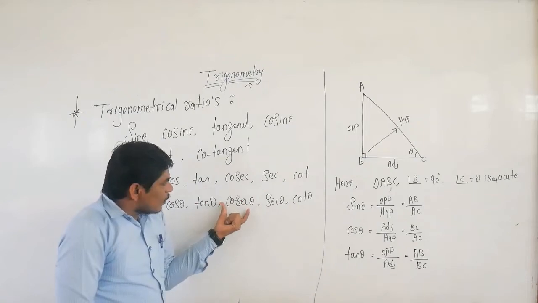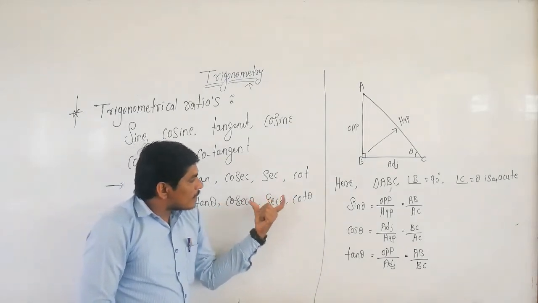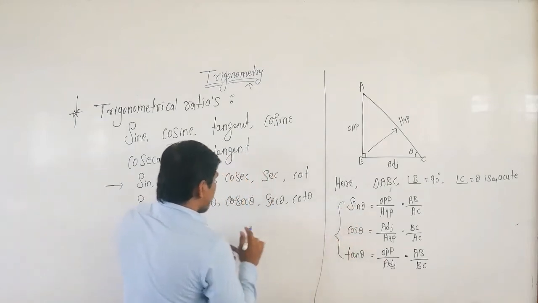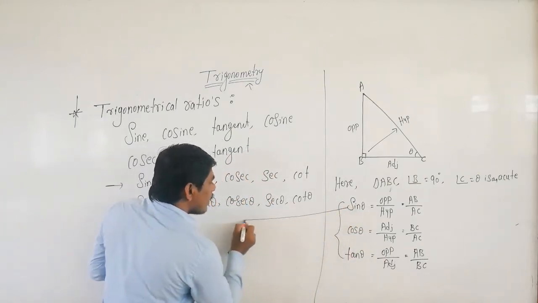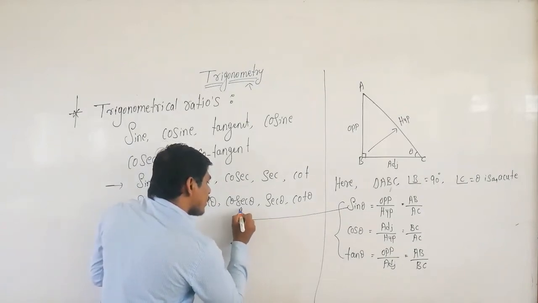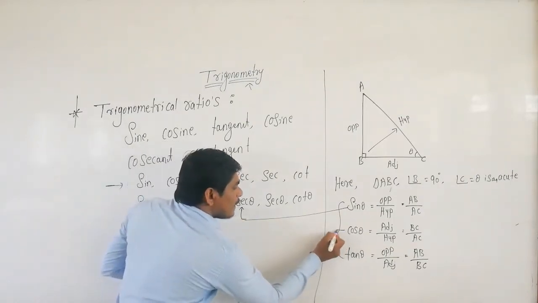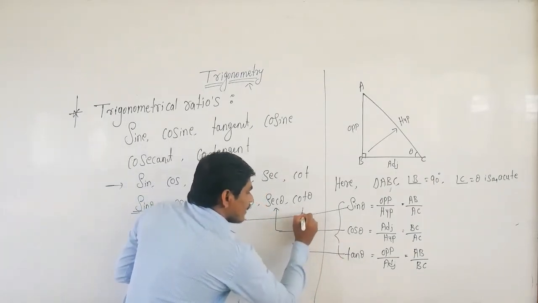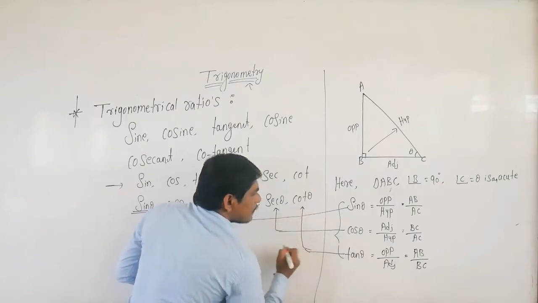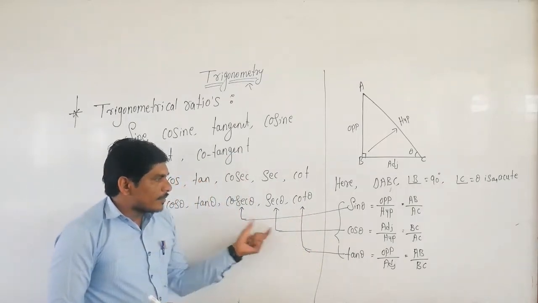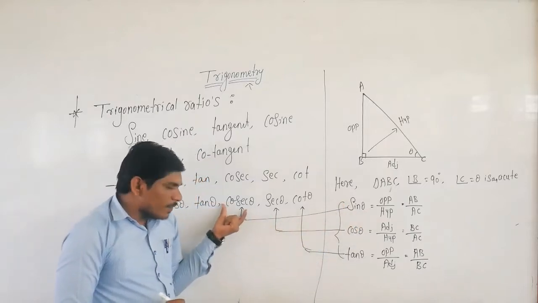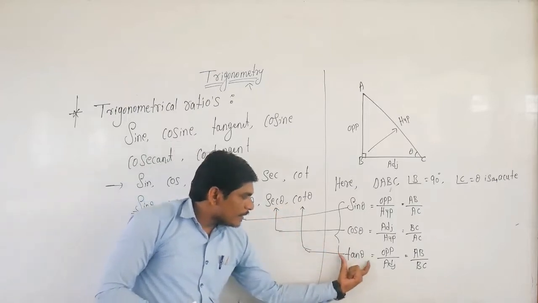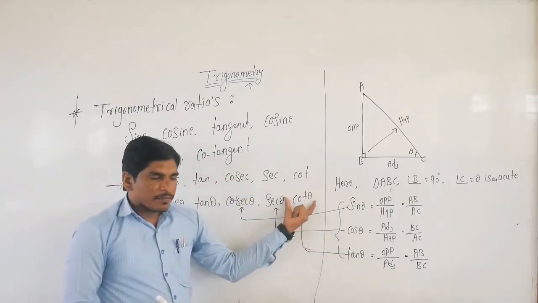One thing you concentrate on: the remaining three are cosec, sec and cot. These three are completely based on the first three. How? See here, the first one is sine. Sine is the reciprocal of cosec. And the next one is cos. Cos is the reciprocal of sec. And finally, tan is the reciprocal of cot. This is very important, you concentrate on it. Sin theta is the reciprocal of cosec theta, cos theta is the reciprocal of sec theta, and tan theta is the reciprocal of cot theta.